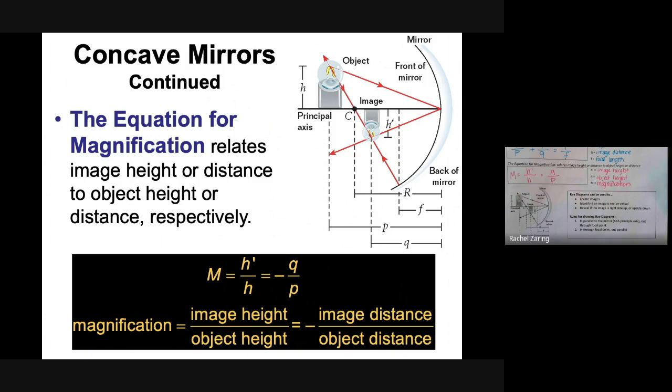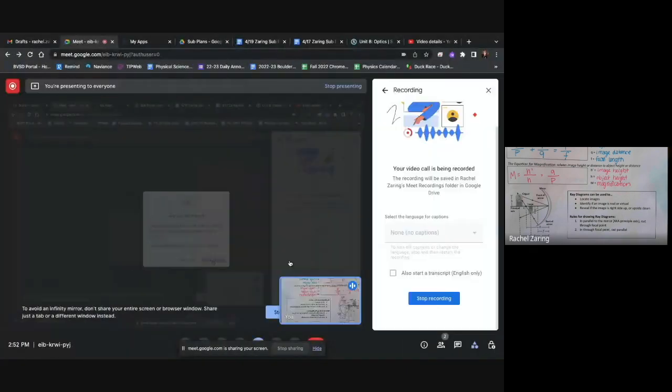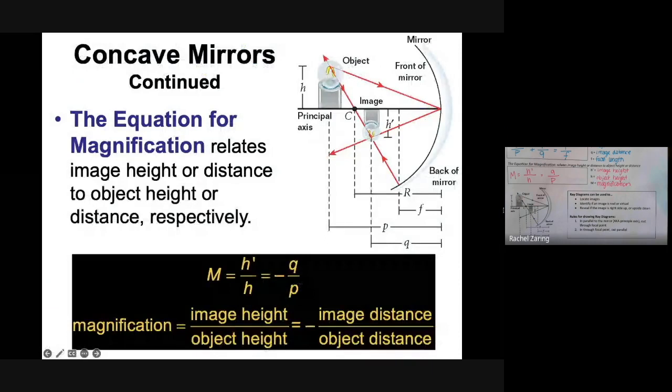It is equivalent to two of the same types of equivalencies. You could either describe this in terms of image height versus object height, where the apostrophe you see on this H, the prime, indicates that we're talking about the image. So image height would be H prime divided by H, which is the object height. So if it has that apostrophe, we're talking about the image, not the object. This same equation would also relate to the distances between the image and the object. So remember, image distance is represented by Q, object distance is represented by P.